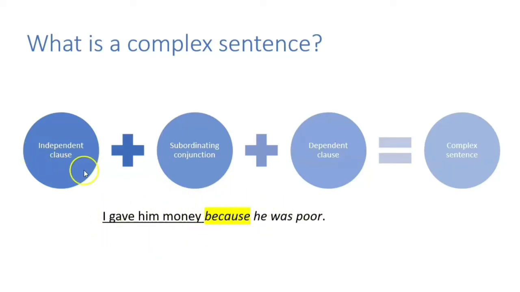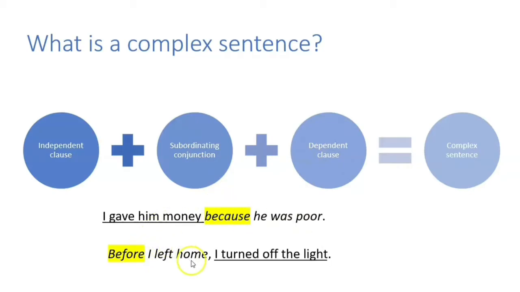I gave him money هي independent clause. Because he was poor هي dependent clause و because هي subordinating conjunction. Before I left home, I turned off the light. Before I left home is a dependent clause because it starts with before. I have a subject, I have a verb, but I don't have a complete meaning if I don't add an independent clause to the sentence.